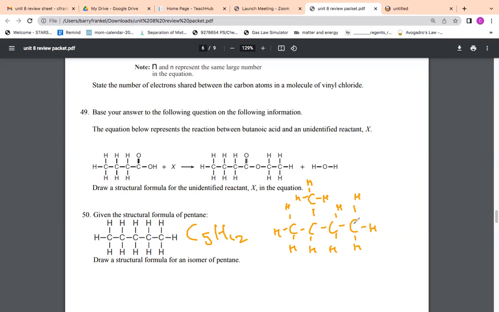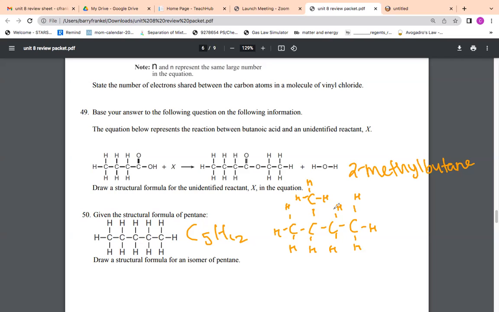This is no longer pentane because my longest carbon chain is no longer 5, it's 4. And I have a methyl group on my second carbon. So this is really now 2-methyl butane. Name is different. Okay, name should be different for your isomers. So this is one possible isomer.